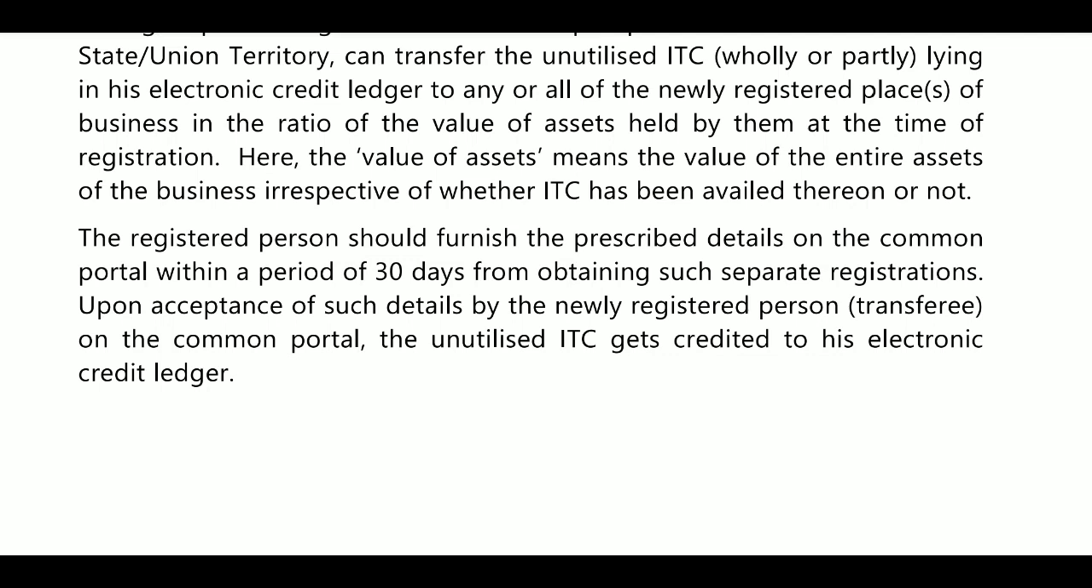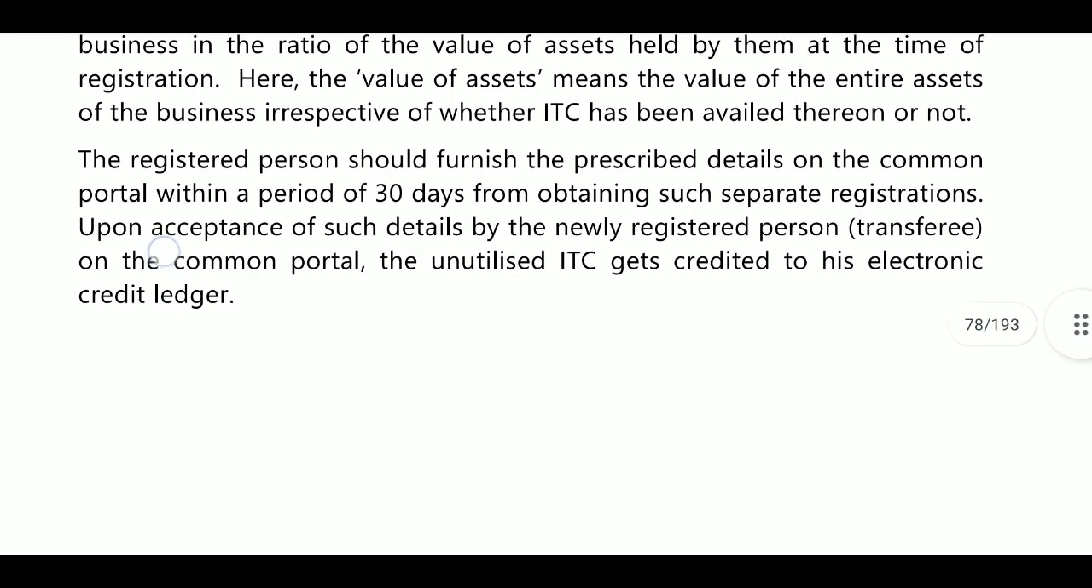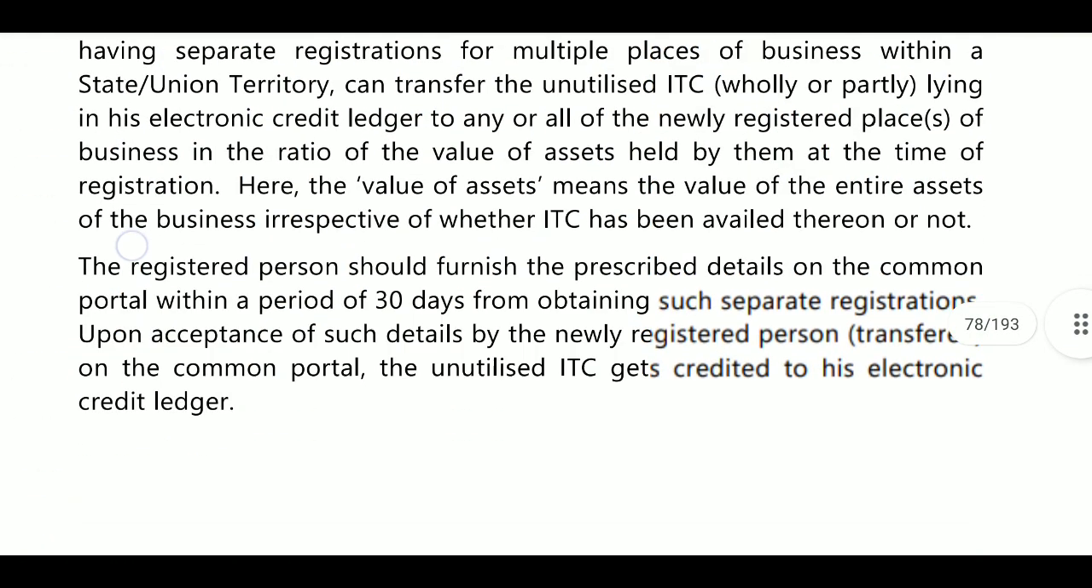So the registered person should furnish the prescribed details on the common portal within a period of 30 days from obtaining such separate registration. Next, upon acceptance of such details by the new registered person, who is the transferee, on the common portal, the unutilized ITC is credited to his credit ledger. If you are transferring, you must register within 30 days, and the person receiving the transfer must accept that credit. Then that credit goes into his electronic credit ledger. That is related to transfer of unutilized ITC and obtaining separate registrations.